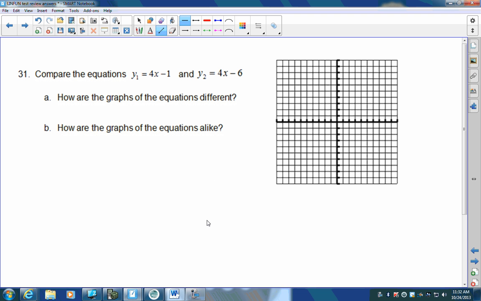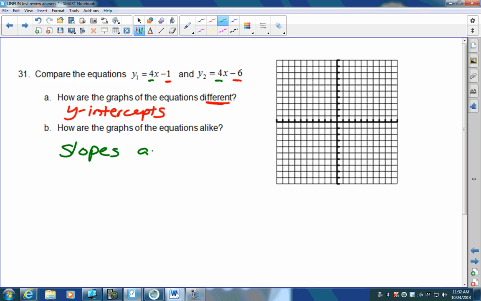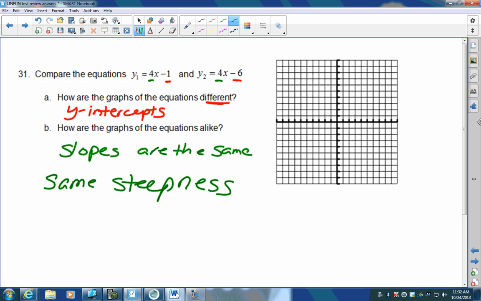Okay, number 31. You're supposed to compare these, and it says, how are these equations different? They're different. Their y-intercepts are different. And how are they alike? Their slopes are the same. You can also say that they have the same steepness. If I were to graph these, what are these two lines? They are parallel lines because they have the same slope and different y-intercepts.